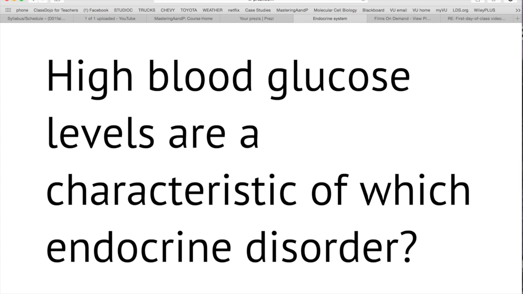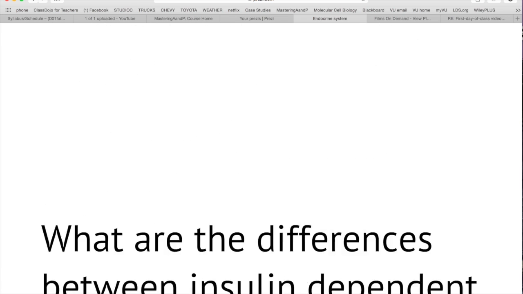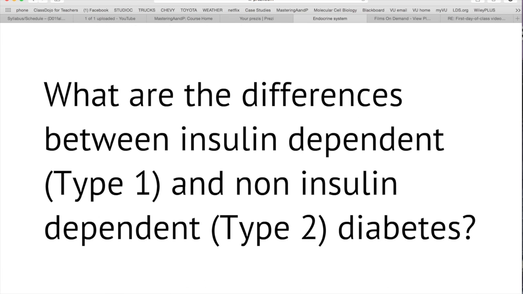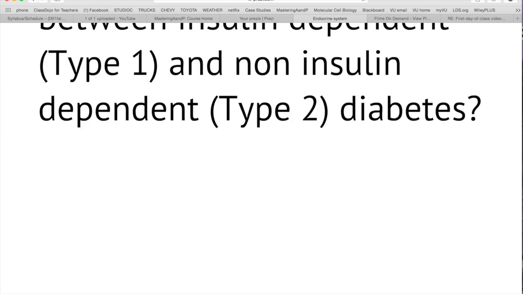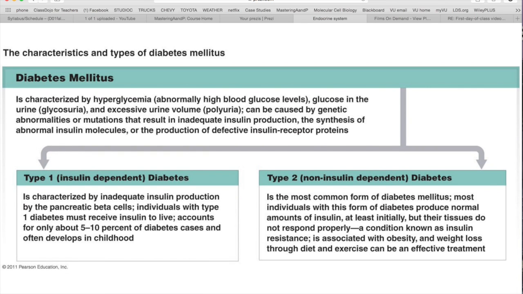High blood glucose levels are characteristic of which endocrine disorder? And hopefully you know that's diabetes. And really know the differences between insulin-dependent and non-insulin-dependent diabetes. So too much blood sugar is diabetes.